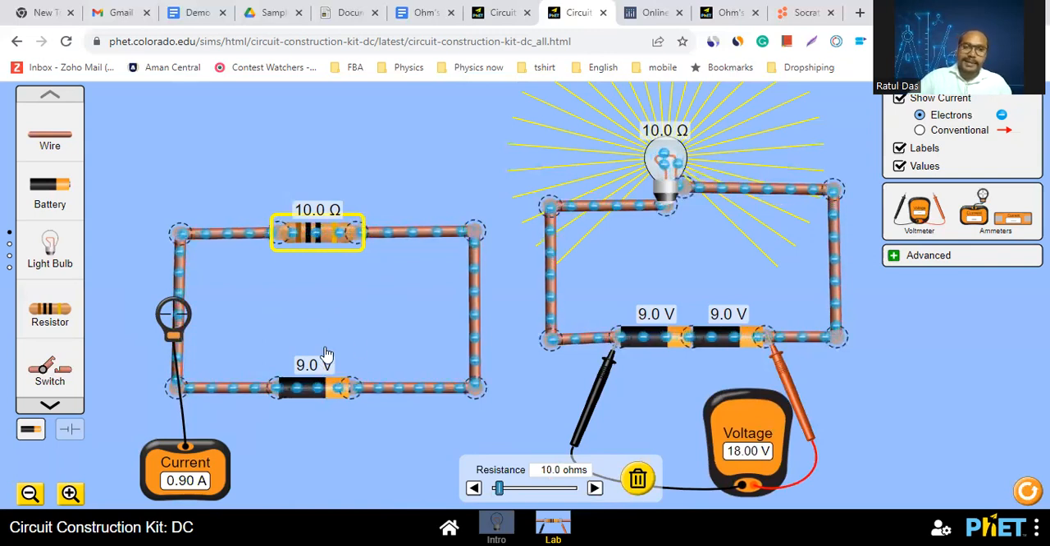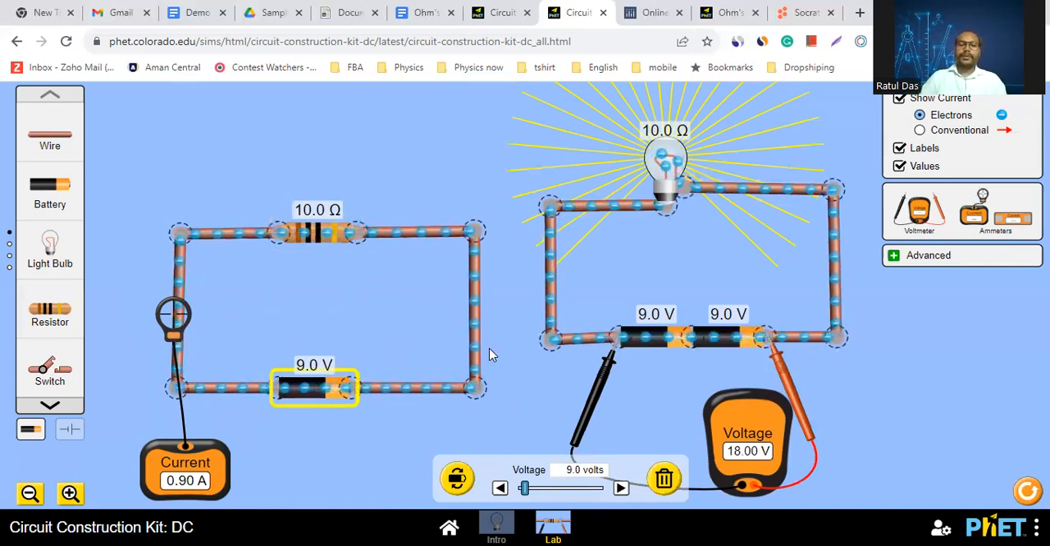Now, let's check the electric current for different potential differences. You can sense the potential difference using this tool. So at first take 1 volt, then measure the electric current, and you will get 0.1 ampere.